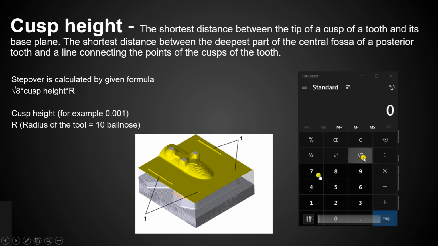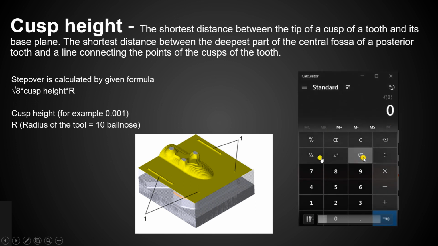Previously, manually, we had to use this formula, square root of 8 times cusp height times r, and then the step over would come out. But in a CAM system you don't have to do all these things. It will automatically convert your cusp height into the step over. So this is my step over for the 10 mm ball nose, and in finishing areas, if I put in this cusp height.